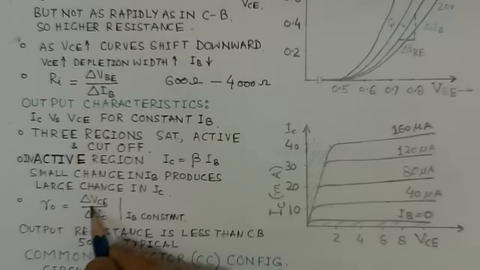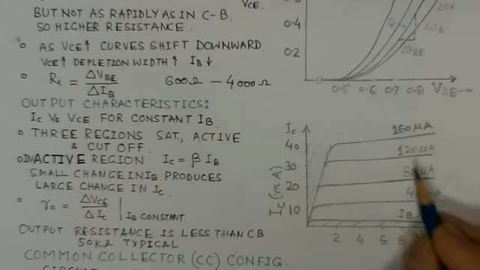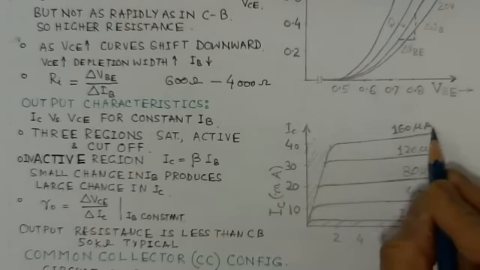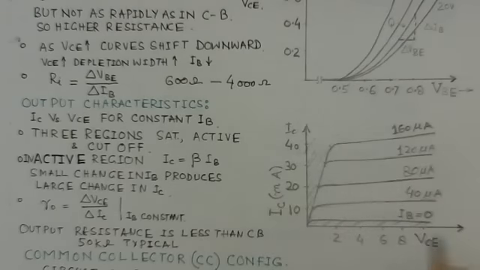The output resistance value is given by delta VCE over delta IC for IB equal to constant. Here the output resistance is less than in the common base circuit, since the characteristics are not exactly flat. These characteristics are just rising with the VCE value, and the typical values are about 50 kilo ohms or so.